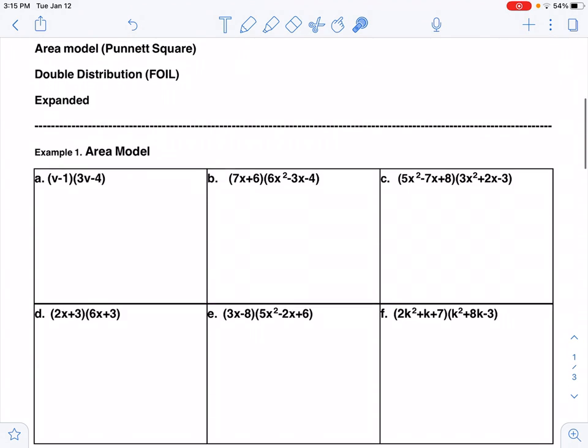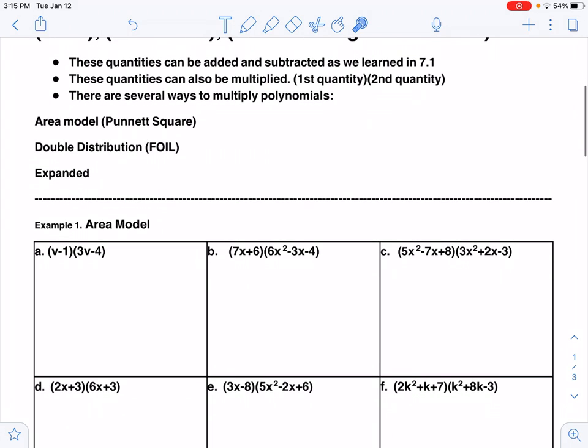And so for our area model, you may want to just put a little note here that this is using boxes. So we're going to multiply using boxes.